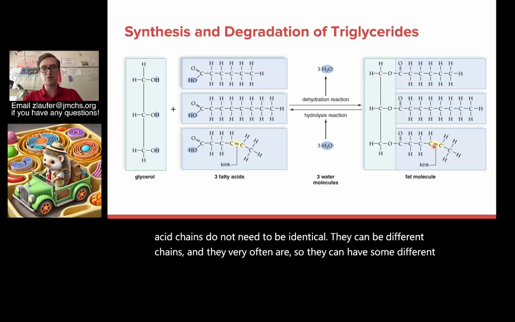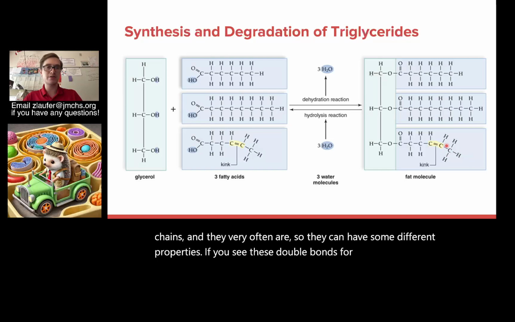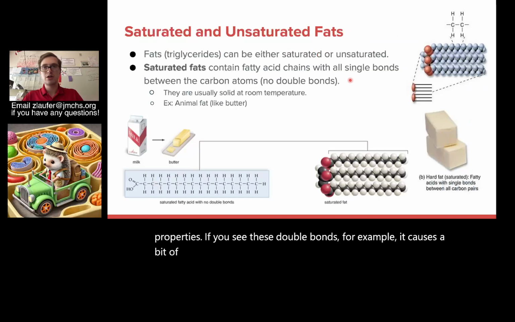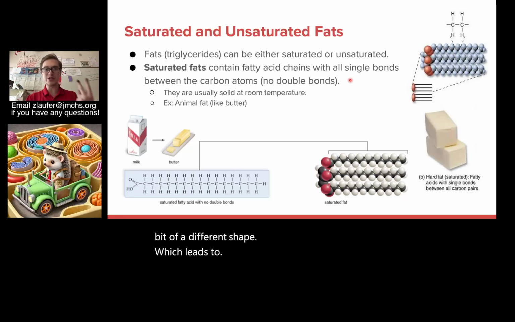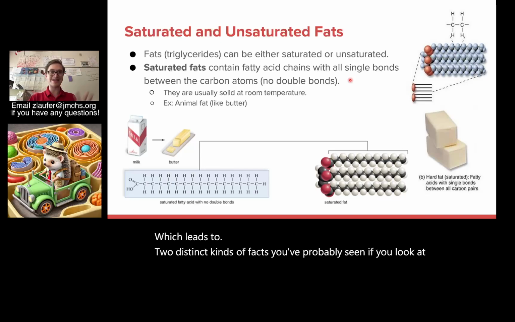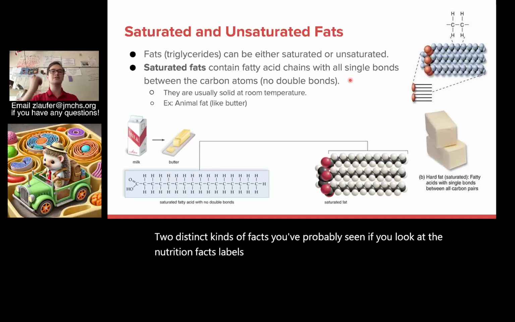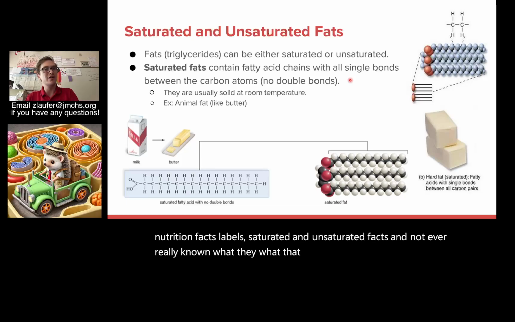If you see these double bonds, for example, it causes a bit of a different shape, which leads to two distinct kinds of fats. You've probably seen, if you look at the nutrition facts labels, saturated and unsaturated fats, and not ever really known what that means. Well, now you're going to know.